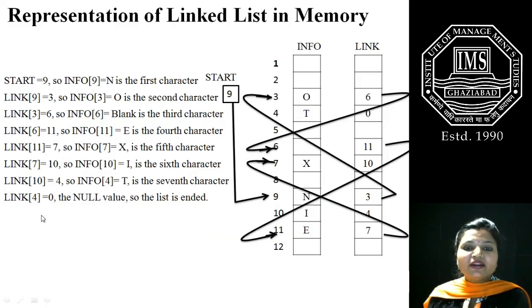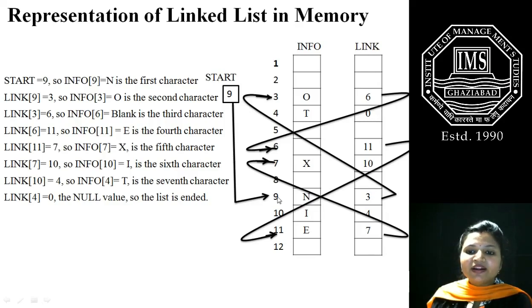If we see the representation of linked list in memory, suppose info and link are two arrays, since info is containing the information part of the node and link is containing the address of the next node in the list. Suppose our start is pointing to the element at index 9, meaning our list starts from here. So N is the first character in the list.